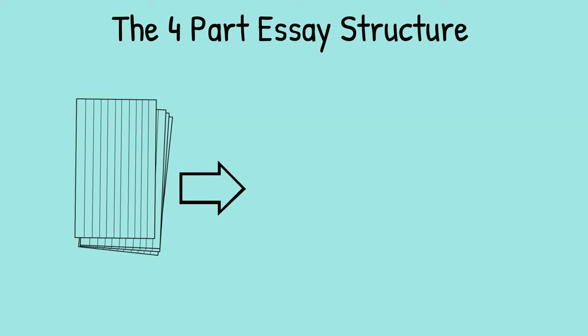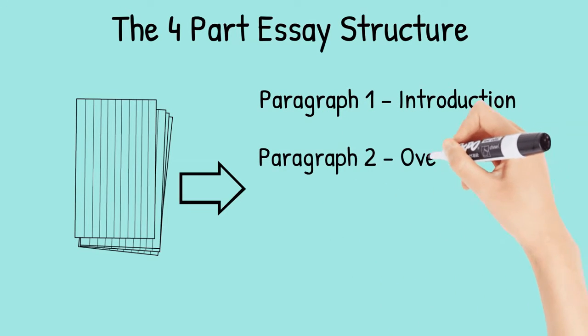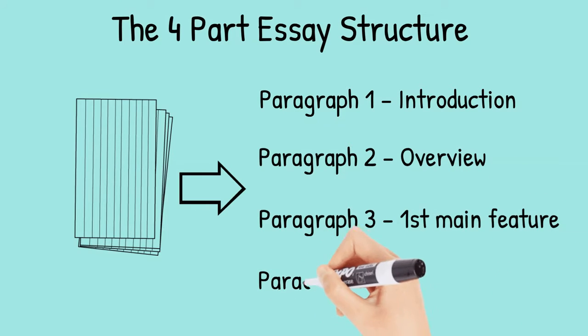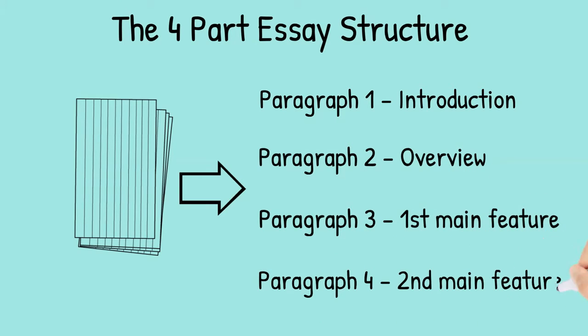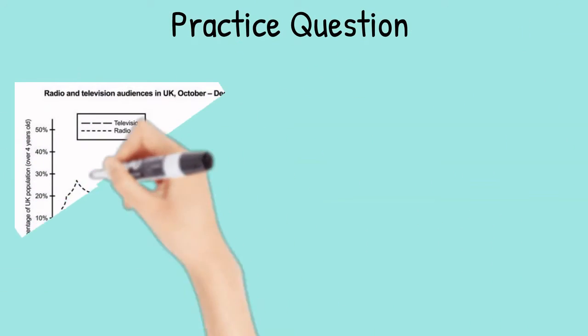Task 1 questions. Ideally, your essay should have 4 paragraphs. Paragraph 1 should be the introduction. Paragraph 2, the overview. Paragraph 3 will be the first main feature and paragraph 4, the second main feature. Now that we have all the tools we need, we are ready to begin planning and writing our IELTS line graph essay.